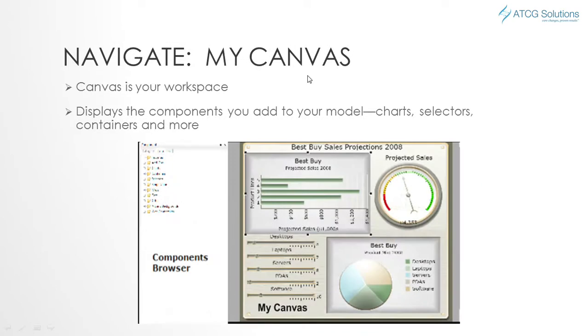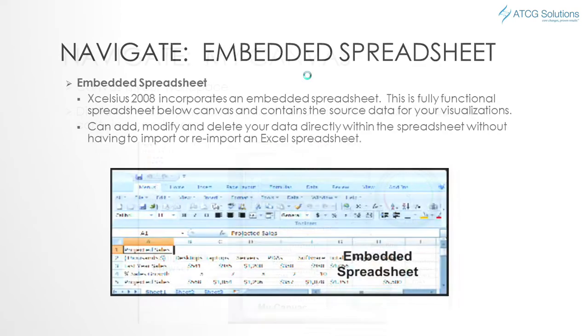We already know the canvas, which is your workspace, displays components such as charts, selectors, and containers. And from 2008, it incorporates an embedded spreadsheet. It's fully functional and contains the source data for your visualizations. Of course, you can add, modify, and delete your data directly.